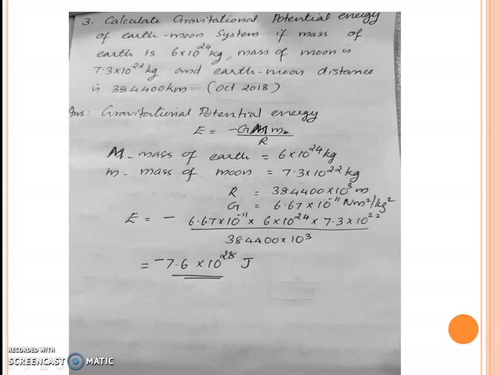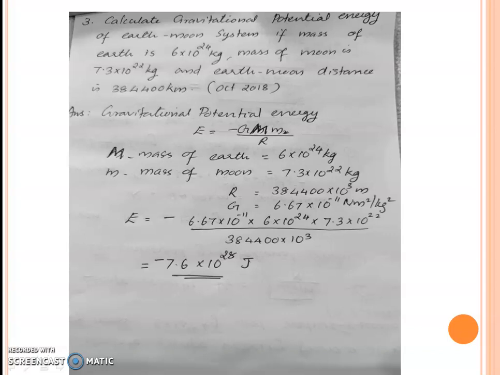Calculate the gravitational potential energy of the Earth-Moon system if the mass of Earth is 6 into 10 raised to 24 kilogram, the mass of the Moon is 7.3 into 10 raised to 22 kilogram, and the Earth-Moon distance is 38,400 kilometer. Again, this is a question asked in 2018 October.